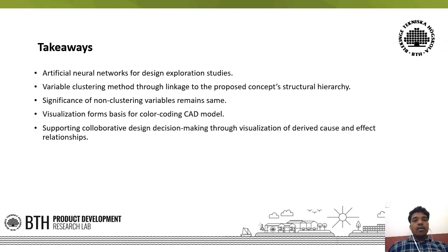Finally, the takeaways. The major findings of this paper are how an artificial neural network supports establishing cause and effect relationship for design exploration studies, a method for variable clustering through linkage to the proposed structural hierarchy, and the significance of non-clustering variables remains same at both component and intermediate level. And the proposed method, visualization, forms basis for color coding a CAD model, and overall the method supports collaborative design decision making through visualization of derived cause and effect relationships.